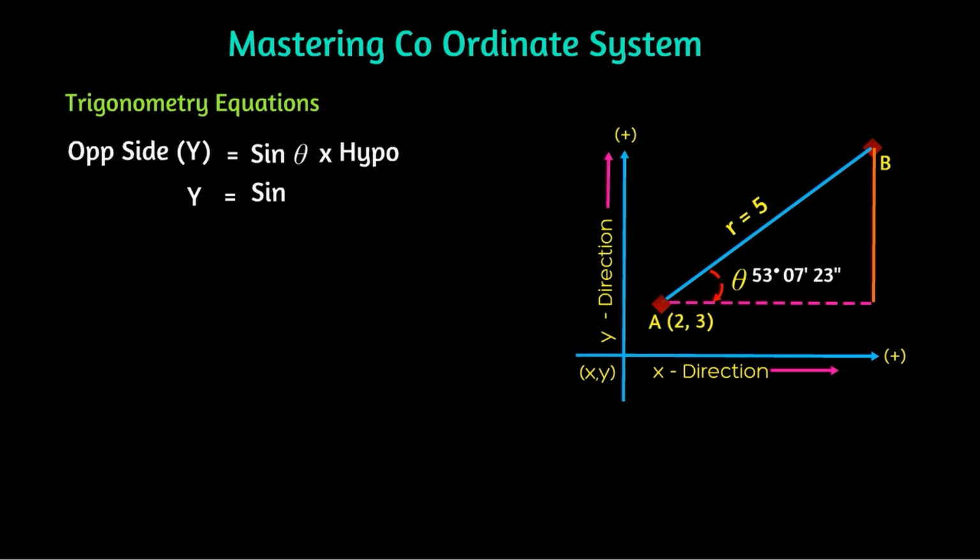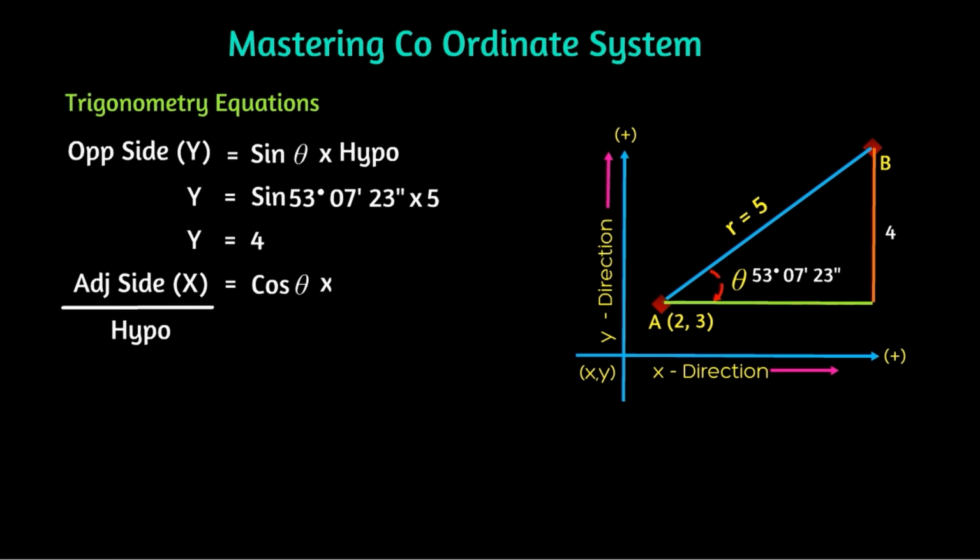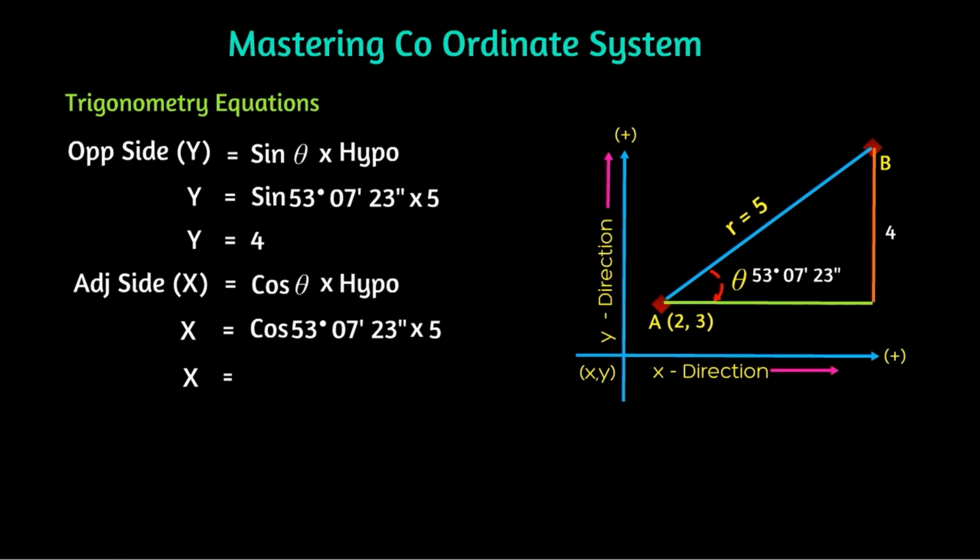So the value of y equals sin 53 degrees 7 minutes 23 seconds times 5. The value of y equals 4. Similarly, to find the adjacent side value, that is x value, let us use the cosine. Cos theta equals adjacent side by hypotenuse, so the adjacent side value, that is x, equals cos 53 degrees 7 minutes 23 seconds times 5. The value of x equals 3.000.